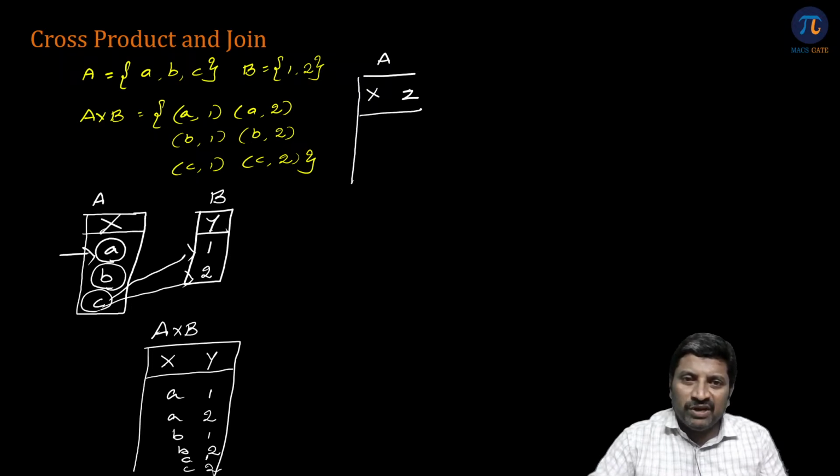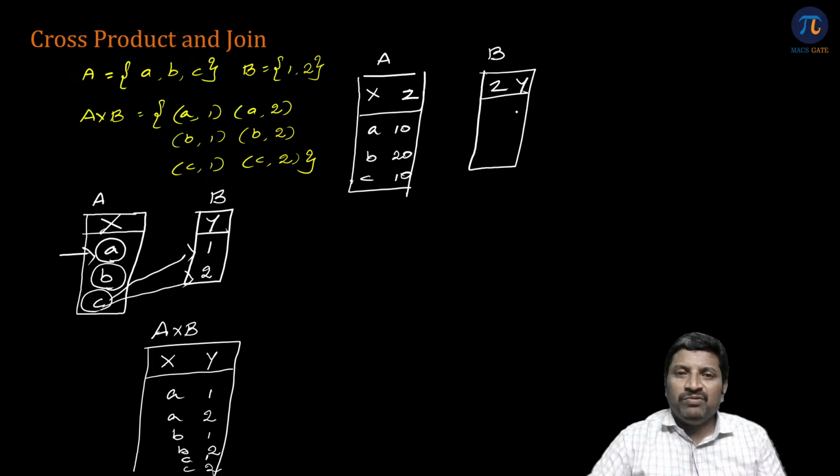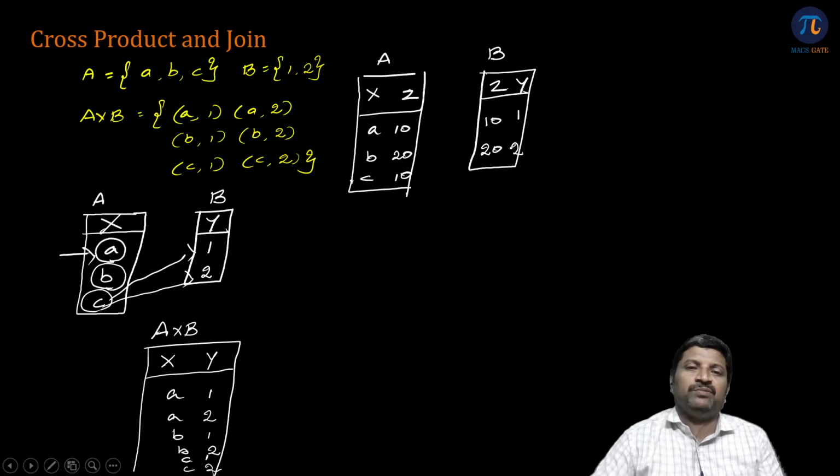Let us continue the values as A10, B20, C10. Let's consider only these relations. For B, let us consider two more attributes. Suppose this is Z, this is Y. So let us have only two records and let us continue 10, comma 20.